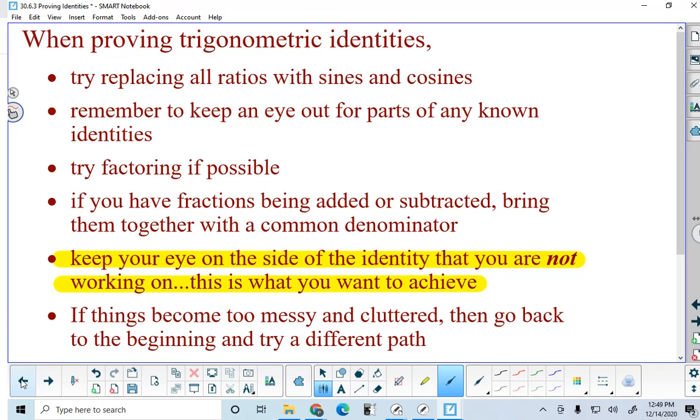When you're working on the left side, keep your eye on the right side because that's what you're trying to turn the left side into. Or if you're working on the right side, keep your eyes on the left side because that's what you're trying to turn the right side into. So the basic idea behind a proof is you want to take the left side and turn it into the right, or the right side and turn it into the left, and occasionally what we will discover has to happen is you need to work independently on both sides until they become the same thing. So you kind of meet in the middle somewhere.